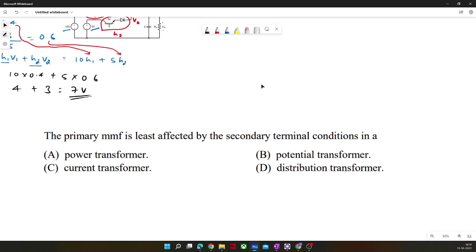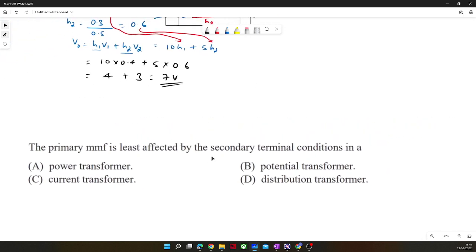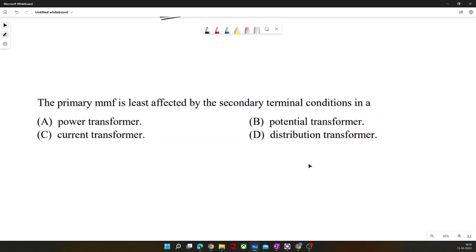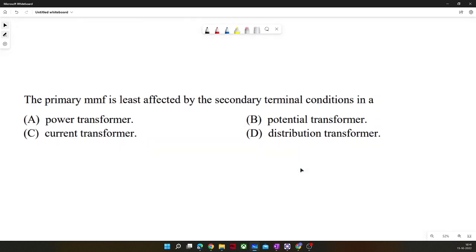Yeah, please read the question. This is showing that primary MMF is least affected by secondary terminal conditions in which transformer? Power transformer, potential transformer, distribution transformer, current transformer. Anybody knows the answer of this problem?